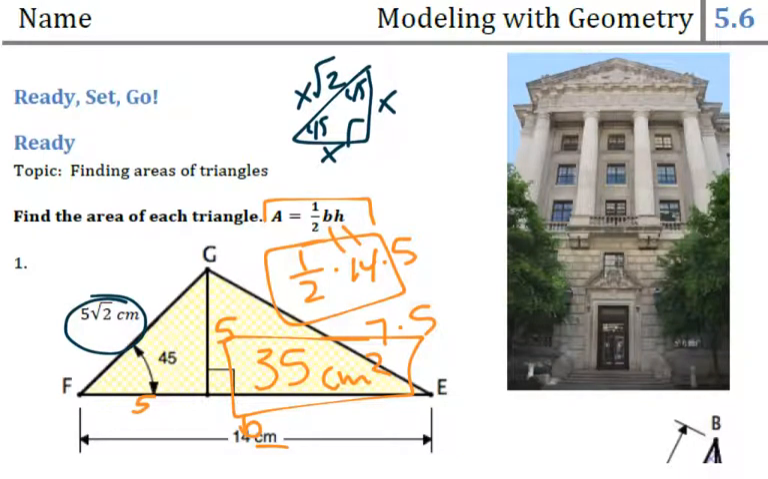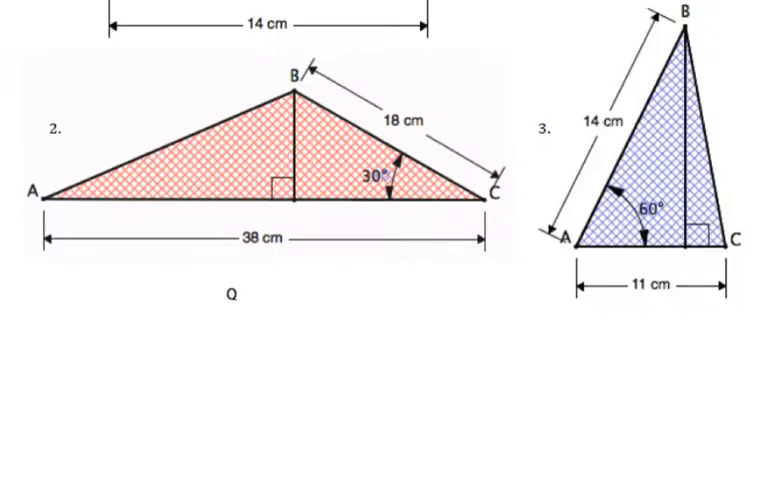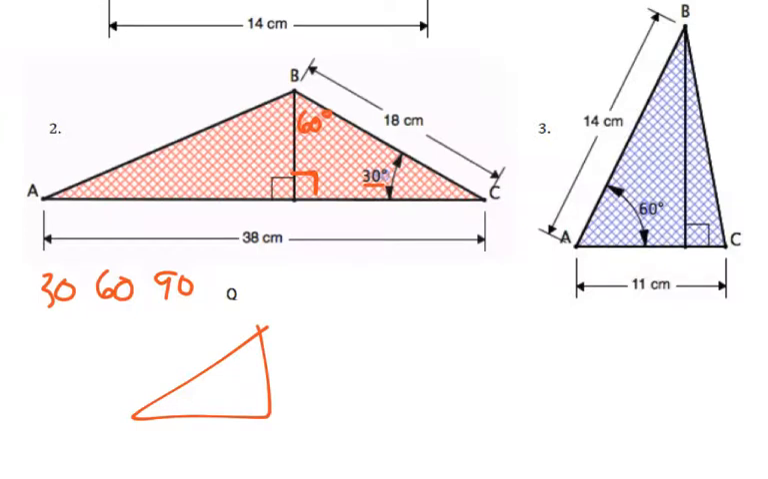So that one was pretty simple, but we were given one of those special right triangles, so let's keep moving. Now if we look at number 2, we've got another special right triangle. So that's a right angle right there. That's a 30, which means this has to be 60. So we've got a 30, 60, 90 triangle. And what we found out with those is that the hypotenuse is double the shorter side, and the longer side is that side times the square root of 3.